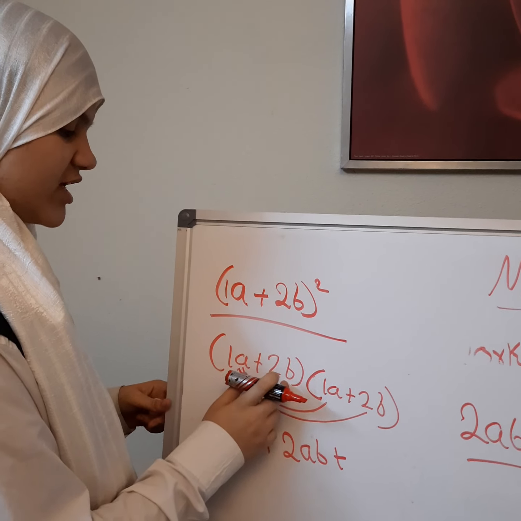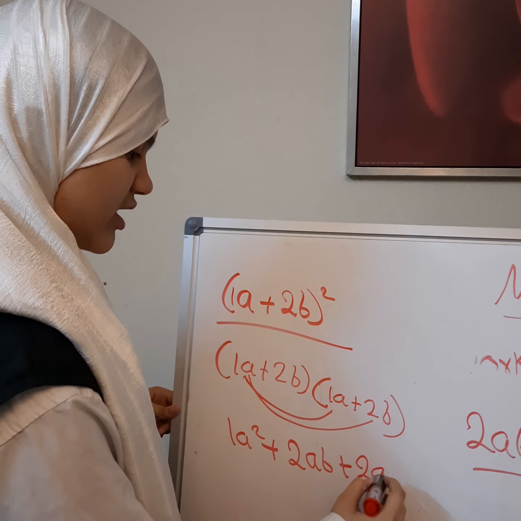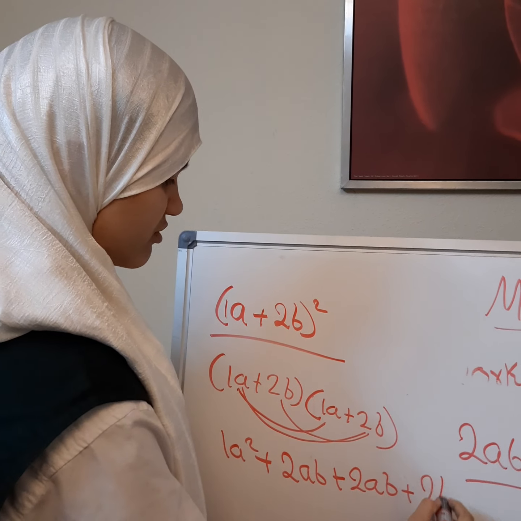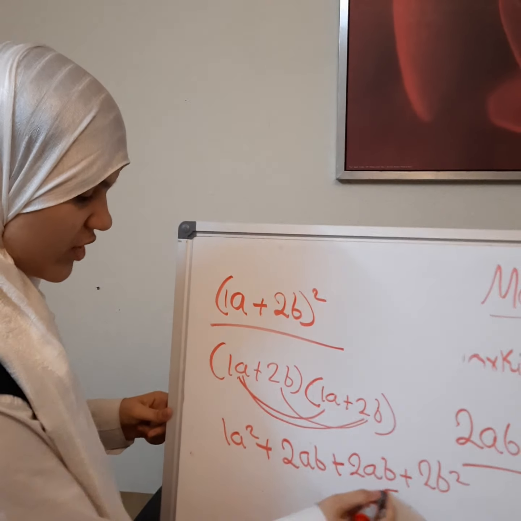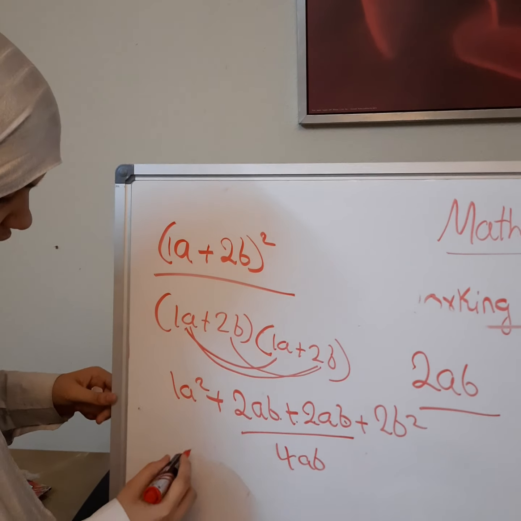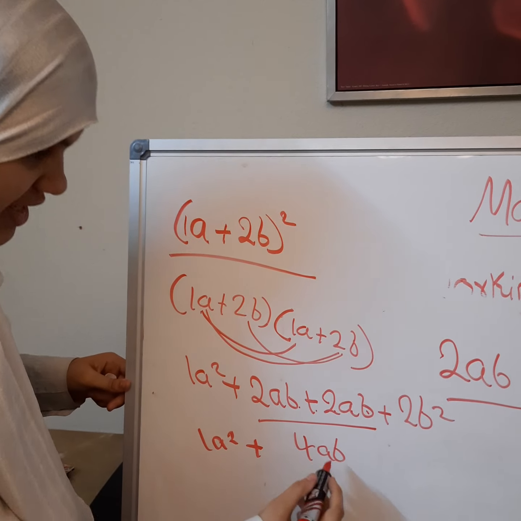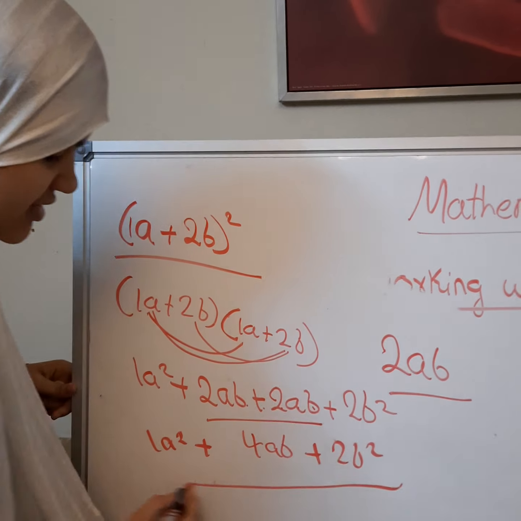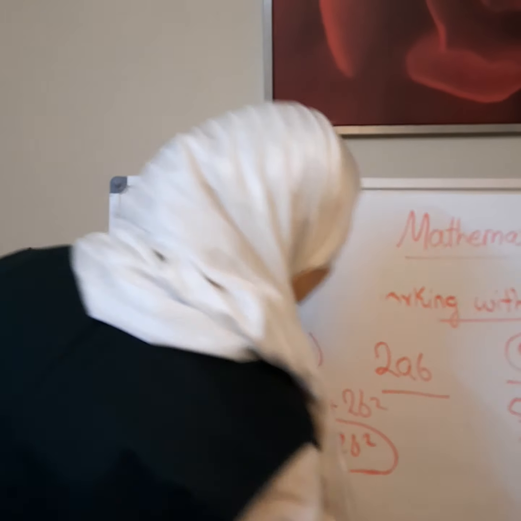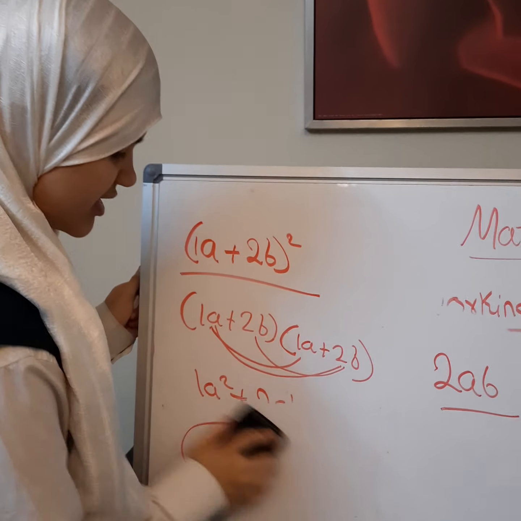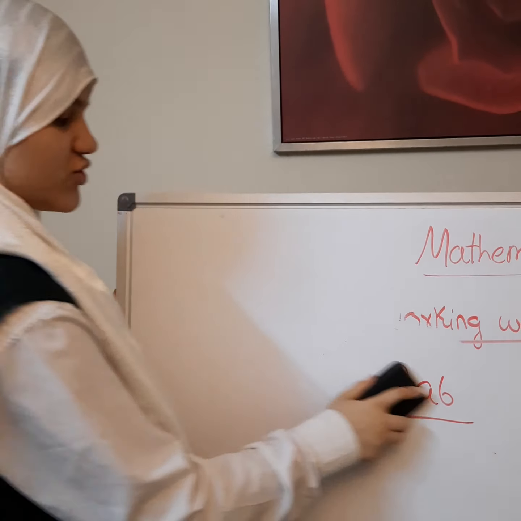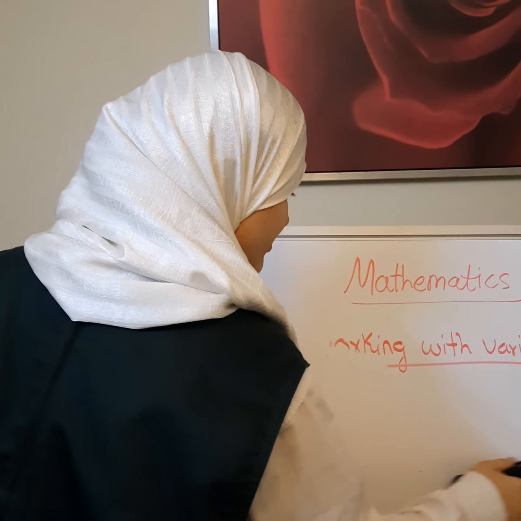Then plus 2B times 1A, it will be 2AB, plus 2B times 2B, it will be 4B squared. Okay, then now we also have 2AB plus 2AB, that will be 4AB. Then 1A squared plus 4AB plus 4B squared, that is the final answer. Okay, now those were the main points in this topic with variables, to understand it more. The next thing will be to solve some examples that I wrote on the other side of the board.